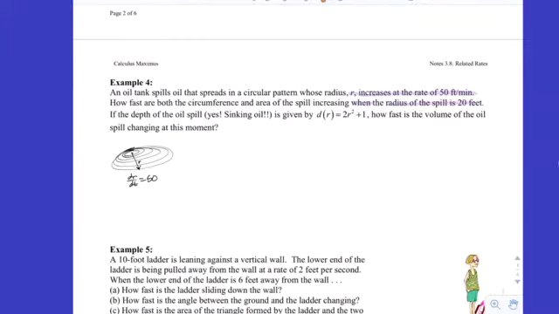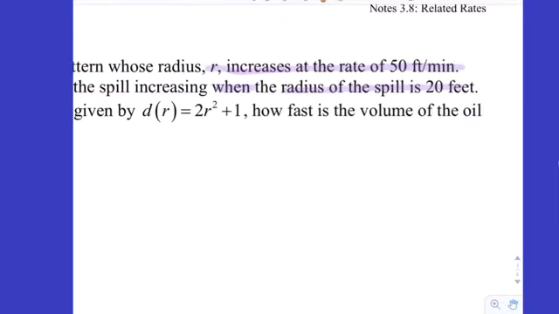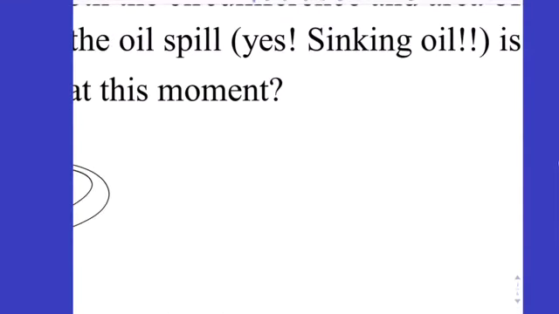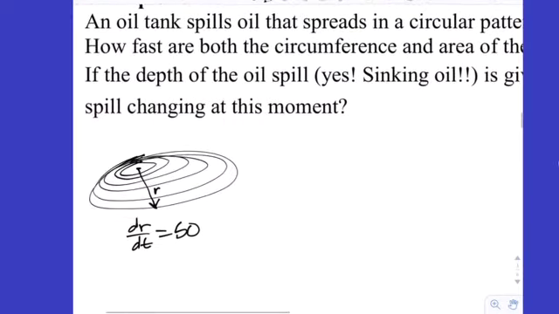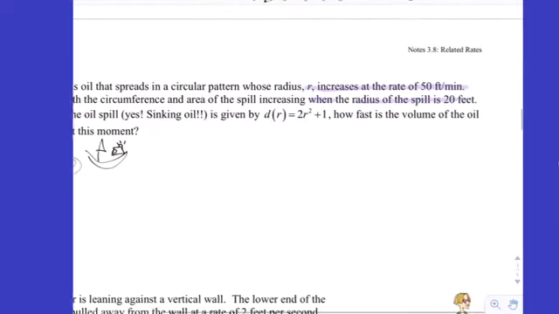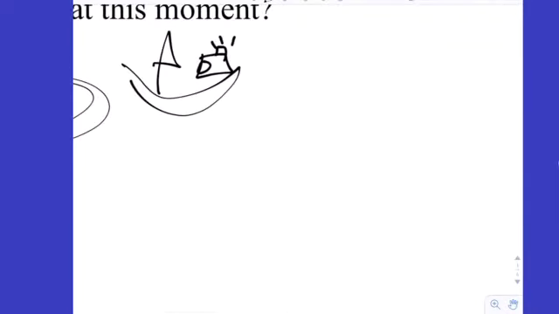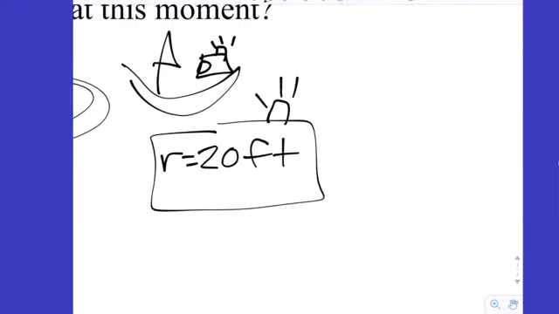So dr/dt is 50. I need a snapshot moment when the radius is 20 feet. So we're sitting there in a little boat, hopefully outside of harm's way, and we have our little camera with us. And when the oil spill radius was 20 feet, we took a picture. So there's your snapshot moment when r is equal to 20 feet. Draw your camera.